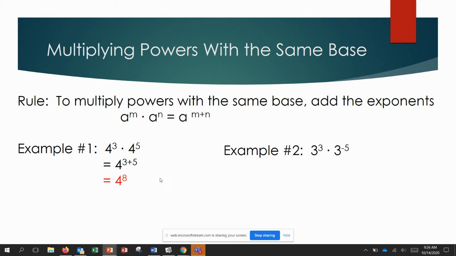Same deal here for example 2. 3 cubed times 3 to the negative 5th. Our base stays the same, but we go ahead and we add the exponents. In this case, 3 plus a negative 5 is going to be negative 2. Now to simplify, we need to apply our negative exponent rule. So we move it to the denominator, and then we would simplify to 1/9 as your final answer.